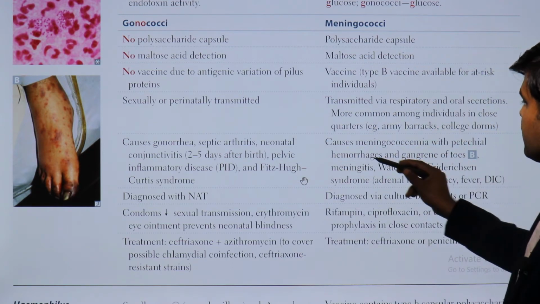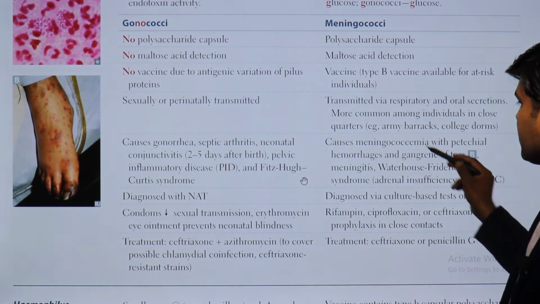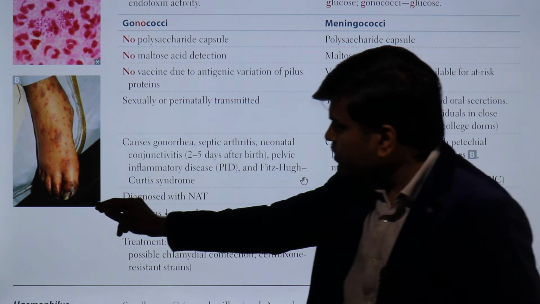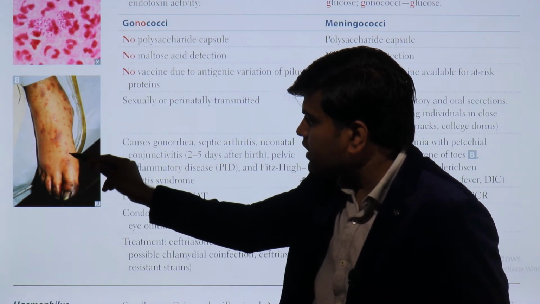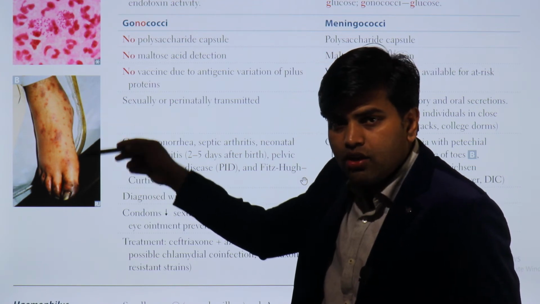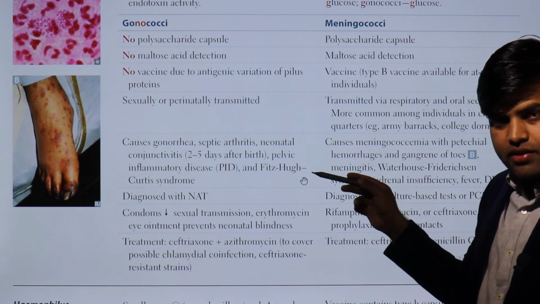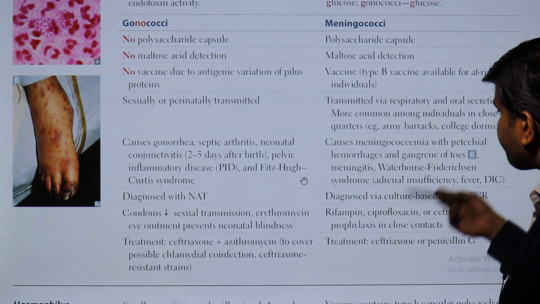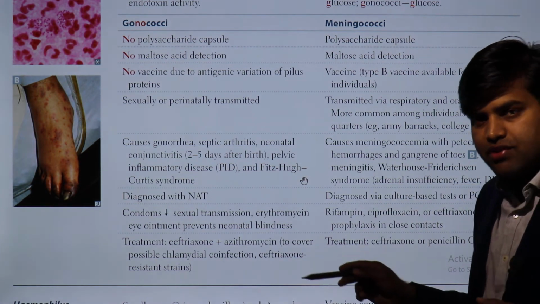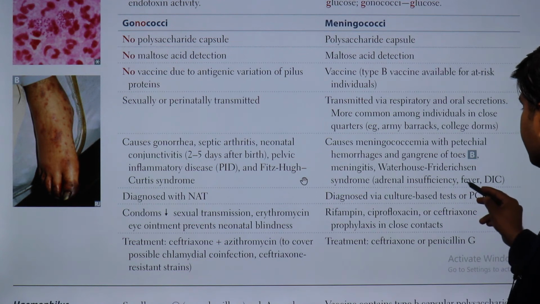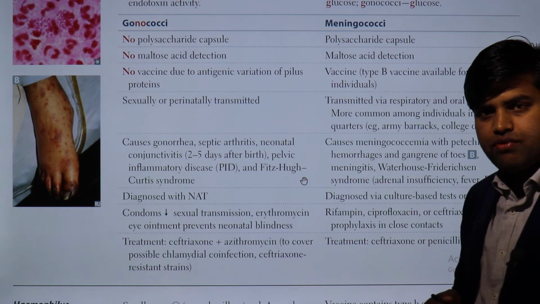Coming to Neisseria meningitidis, they will develop meningococcemia with petechial hemorrhage and gangrene of the toes. You can see the hemorrhage and gangrene of the toe. These will be these rashes. Due to these rashes, we can even take a biopsy and the organism can be demonstrated there. They will develop meningitis, inflammation of the meninges, and then in rare cases they will develop Waterhouse-Friderichsen syndrome, that is adrenal gland insufficiency. So adrenal gland insufficiency, fever, and DIC, known as the deadly complication, is the Waterhouse-Friderichsen syndrome.